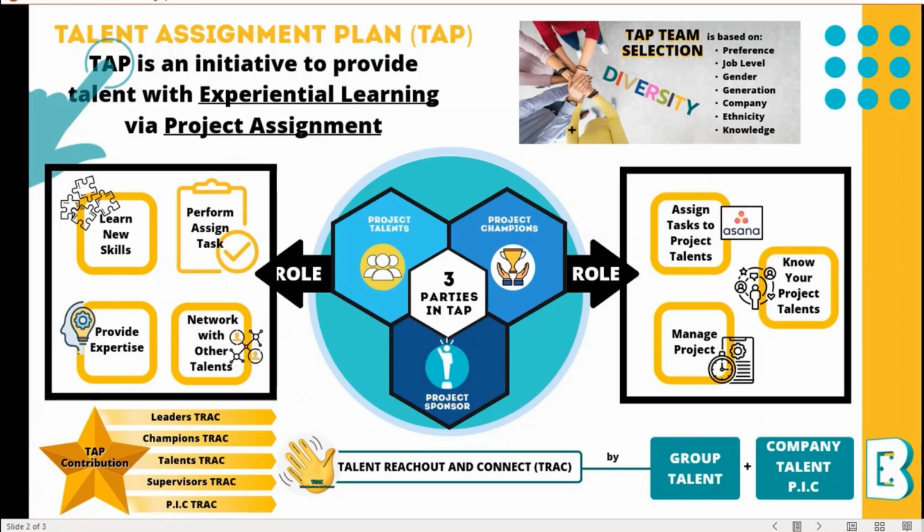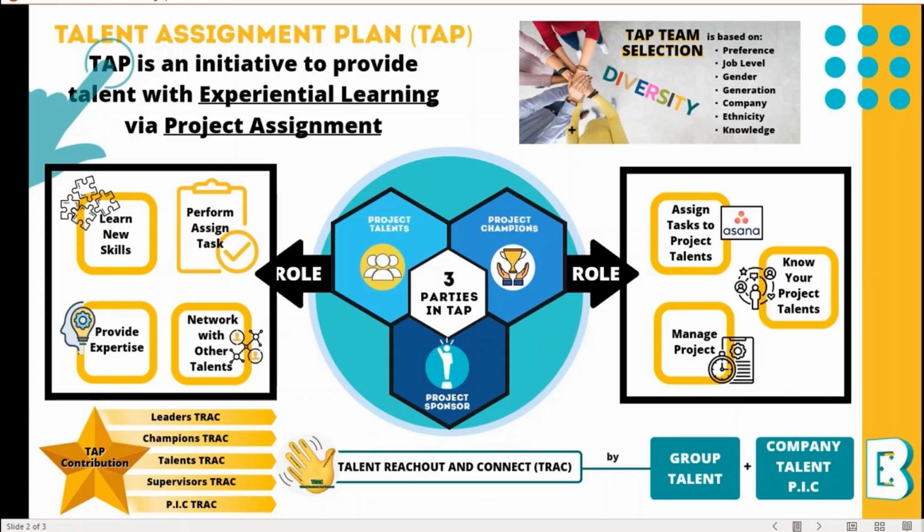Now, let's go to the expectation of being project talents. As project talents, one of the expected is to learn new skills. Some of you came to group talent indicating that you selected certain project because you want to learn something new. And this is the opportunity for you to explore that new skills. And when your project champion has given you the project task, please complete and perform the task to the best of your ability.